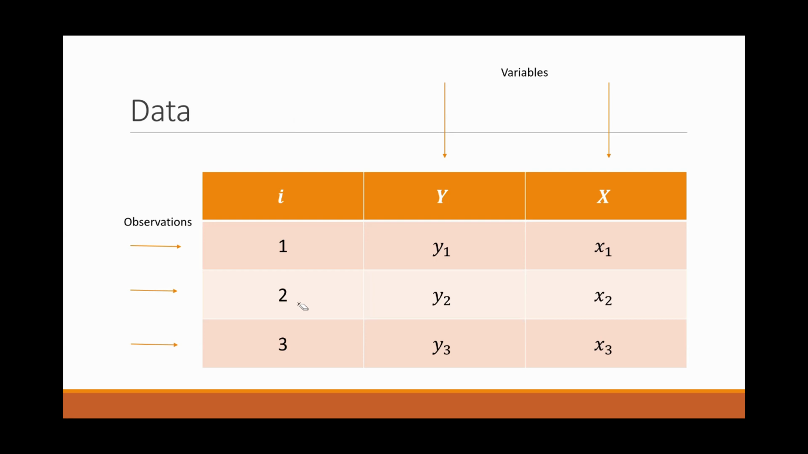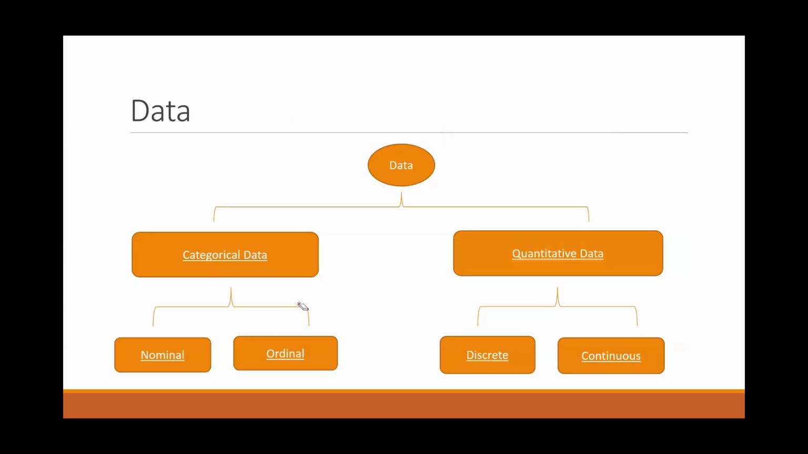What kind of graphs can you make? What kind of analysis can you do? That's going to be influenced by what kind of data you have. So let's take a few minutes here and discuss the different types of data we can find in a data set. There are quite a few different types of data that you can find in a data set, but I'm going to break it down into a couple of categories here.